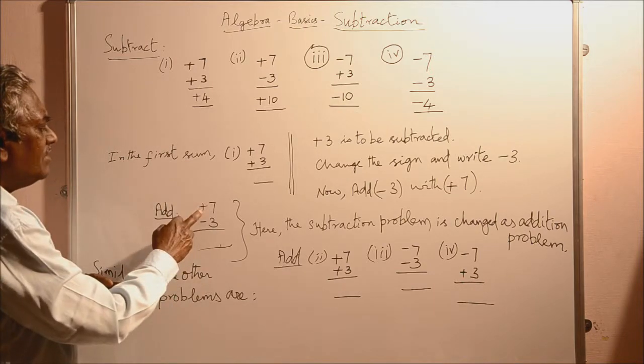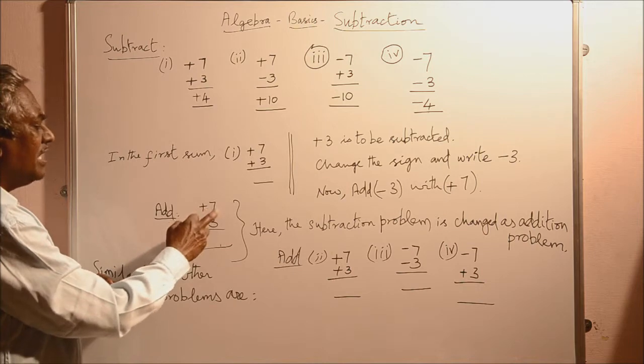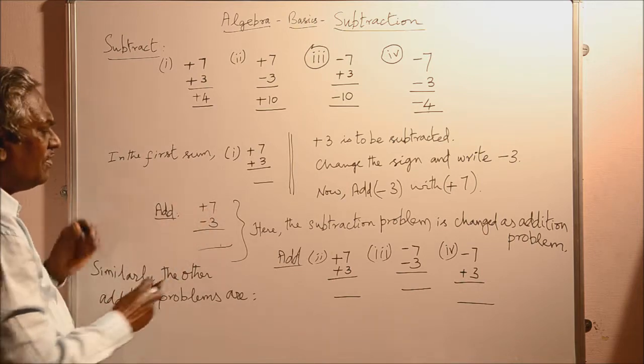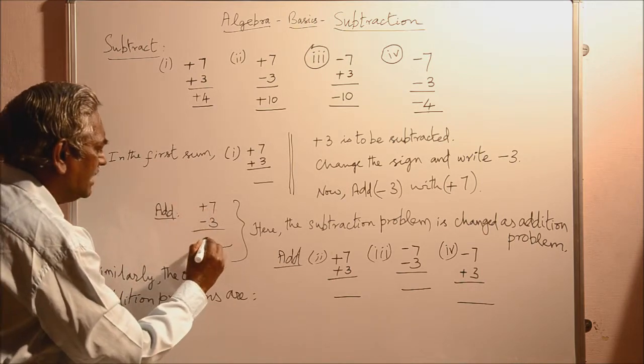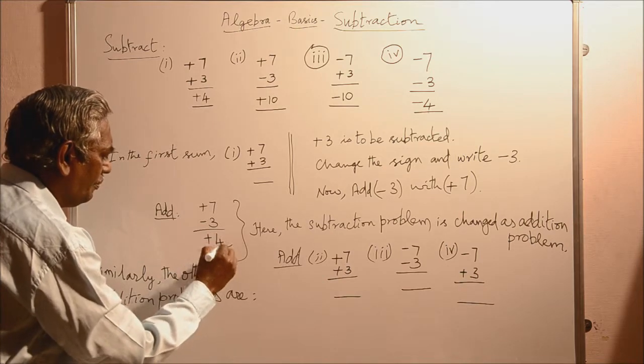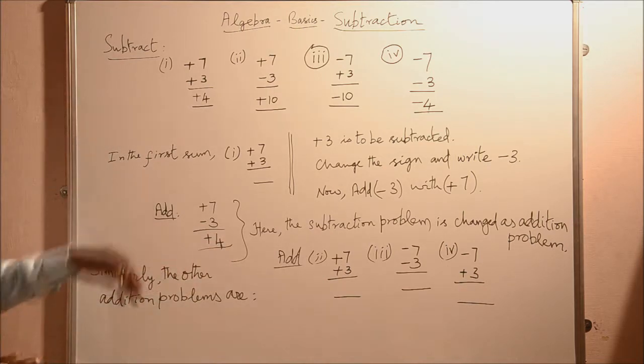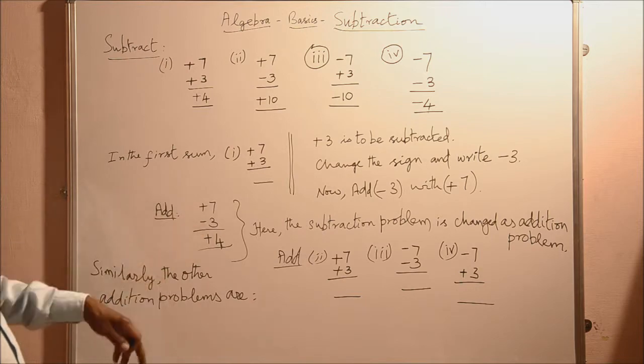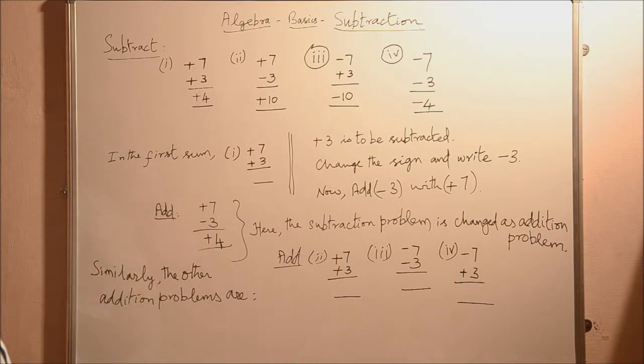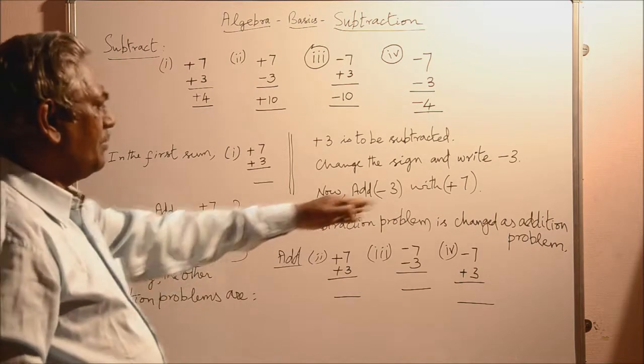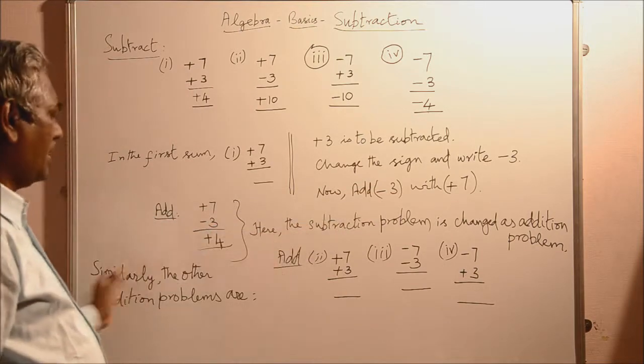Therefore, what is the sign of the bigger numeral? That is plus. Therefore, we write as plus 4. In addition problem, you are adding minus 3 with plus 7, which gives you plus 4. Here actually the subtraction problem is changed into addition problem.